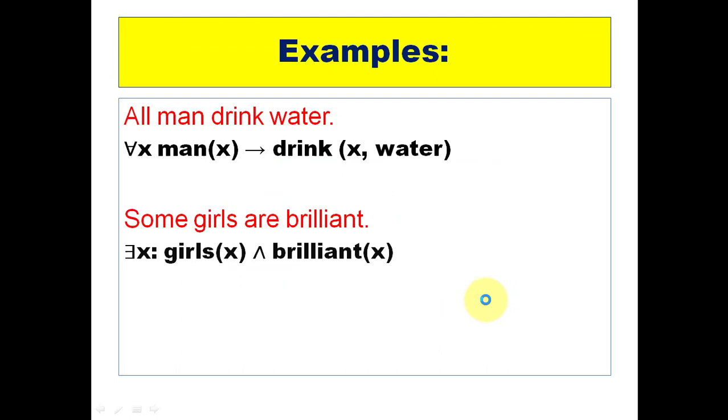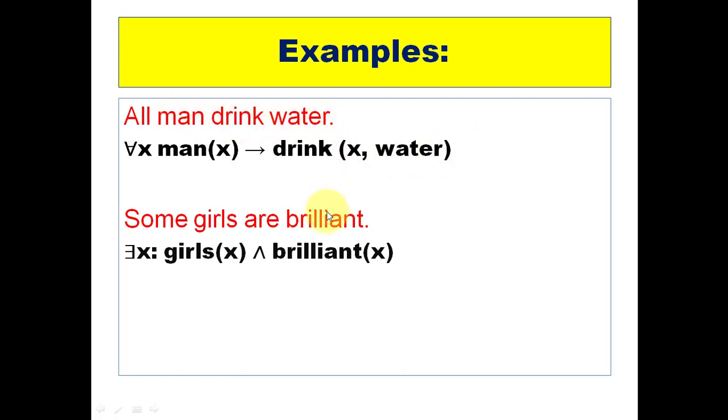Now let's come to some examples. Suppose I am taking this sentence, all men drink water. So for all X, man X implies drink X water. Okay, because this is happening for all men, that's why I am using the universal quantifier. For all X, man X is implying drink. Who drinks? X, that is all men. Water. Okay, so this is the predicate form of all men drink water.